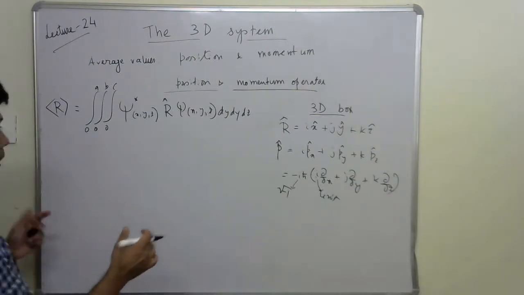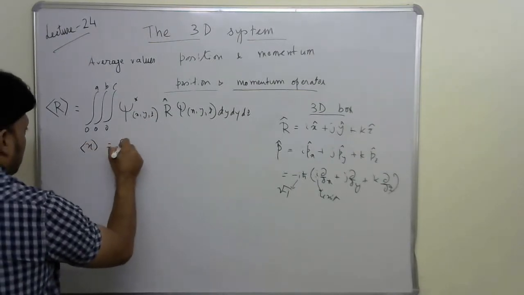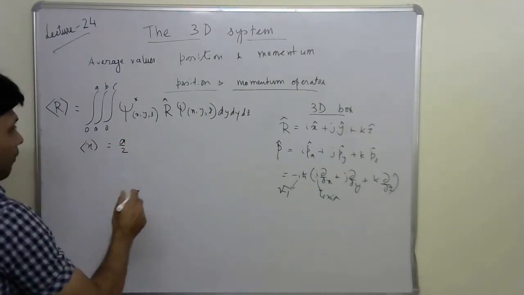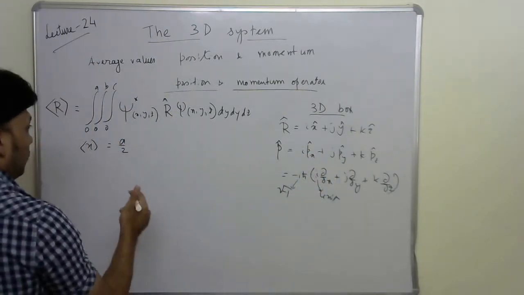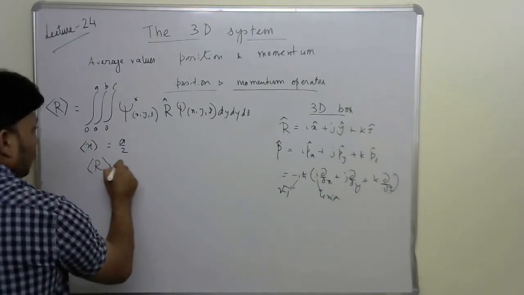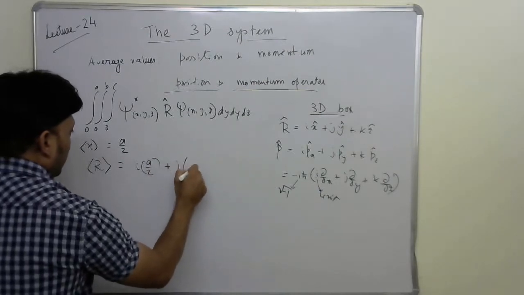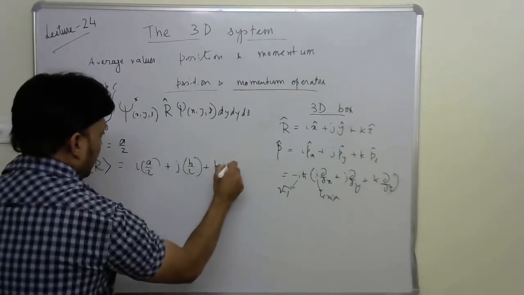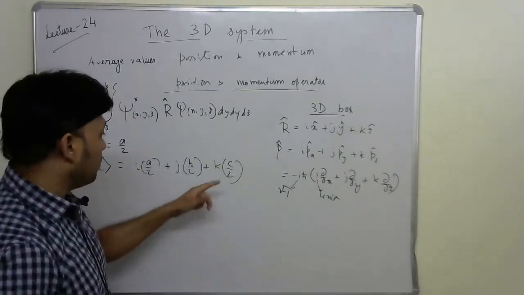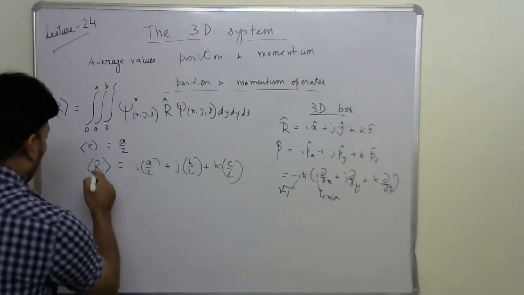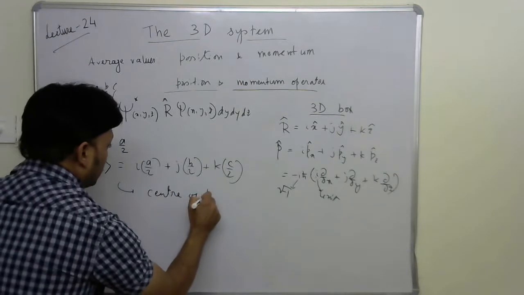So if we do so individually, then we can find out, you can try it, the average x is equal to a by 2, and similarly average of y is equal to b by 2 and average of z is equal to c by 2. So as a whole, our average R would come down to i a by 2 plus j b by 2 plus k c by 2. So these are all unit vectors along 3 directions, and a by 2, b by 2, c by 2. So that means the average location is basically the center of the box.